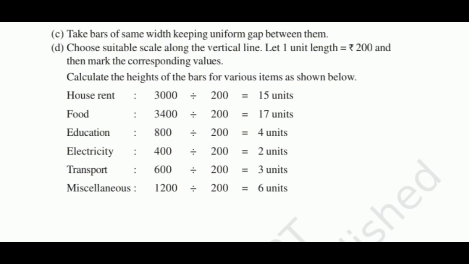Let 1 unit length equal 200 and mark the corresponding values. Calculate the heights of the bars for various items as shown below. House rent 3000 by 200, 15 units. Food 3400 by 200, 17 units. Education 4 units, electricity 2 units, transport 3 units, and miscellaneous 6 units. We have divided that expenditure by 200, so we got those units.